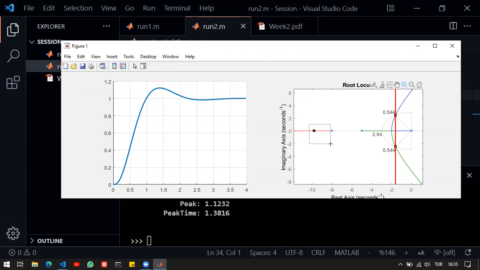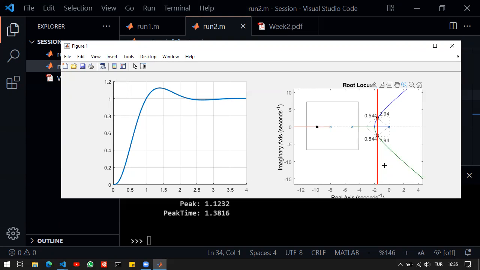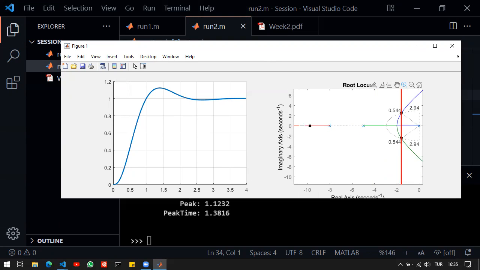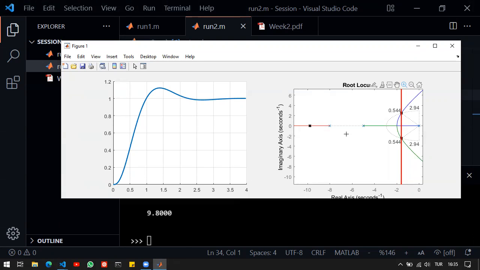Now, the interesting part here is that this pole here actually is not that far away. It was on -11, now it is on 9 point something. Let's see what p-val is. 9.8. So it seems like the distance between the dominant poles, the real value of the dominant poles, and the third pole did decrease.